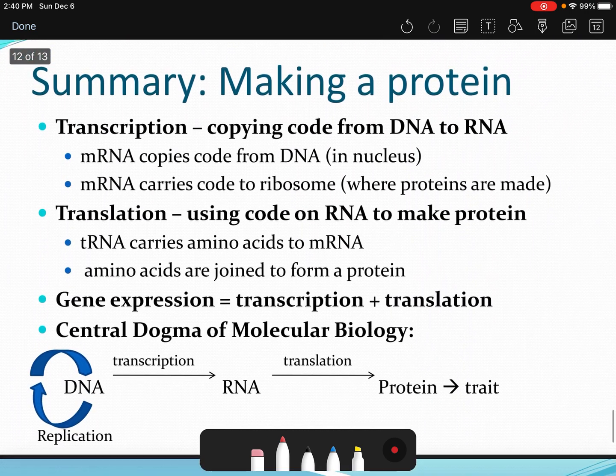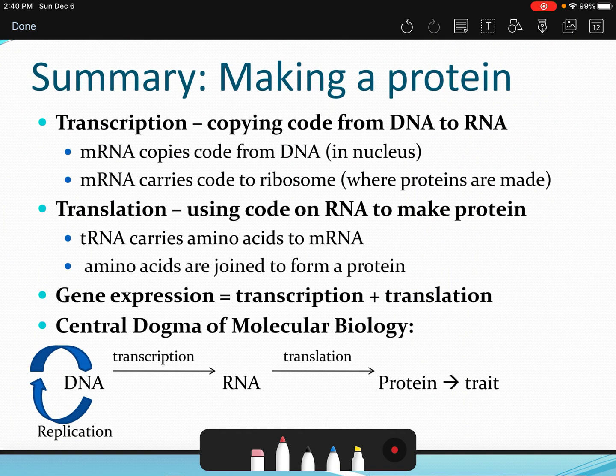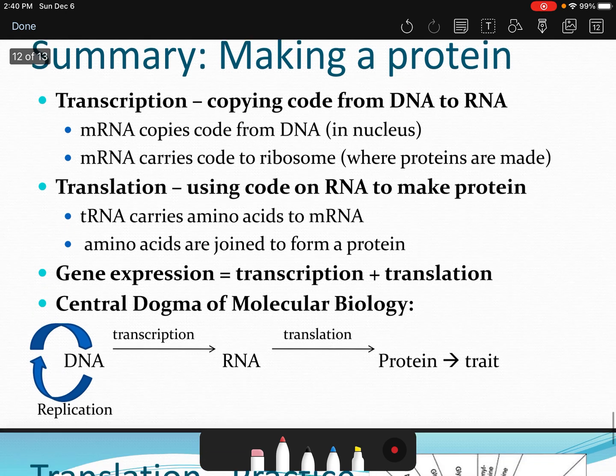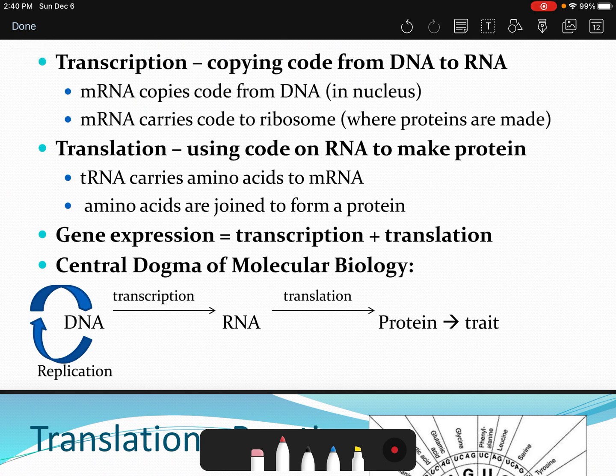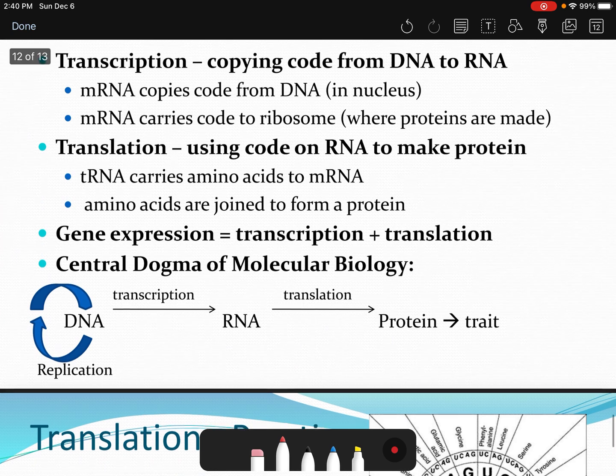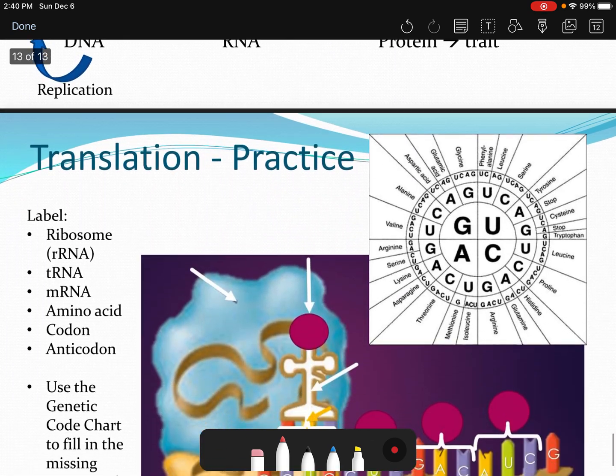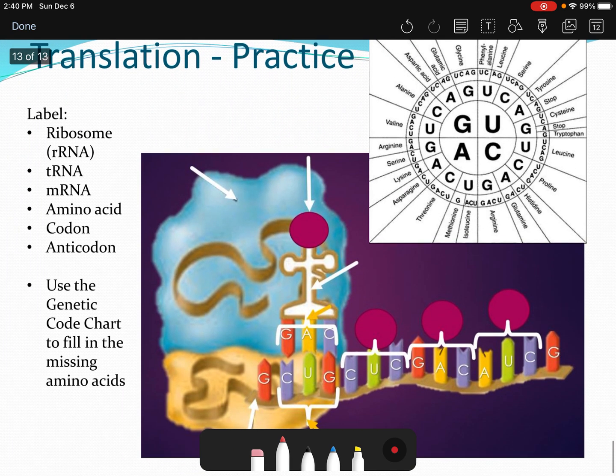So again, in order to make a protein, you have transcription, copying the code from DNA to RNA, translation, using the code on the RNA to make a protein. And together, those make up what we call gene expression. And then we have our central dogma down here. So make sure you know all those parts for when you get to your quiz or test on translation.